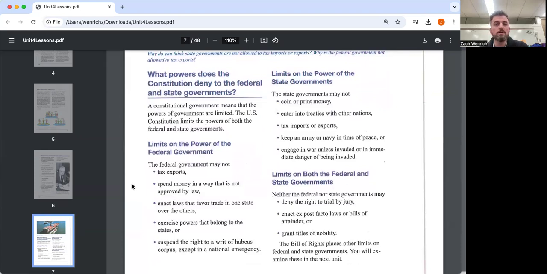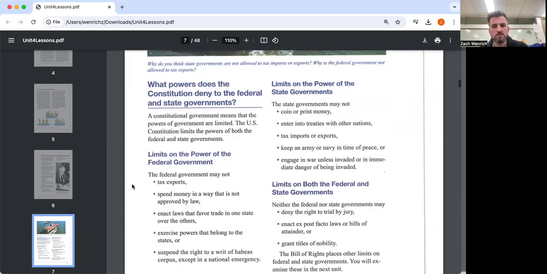The federal government may not tax exports, spend money in a way that is not approved by law, enact laws that favor trade in one state over the others, exercise powers that belong to the states, or suspend the right to a writ of habeas corpus except in a national emergency. And the writ of habeas corpus just means to appear before a judge if you get accused of a crime.